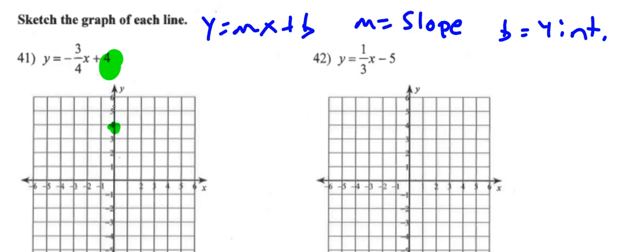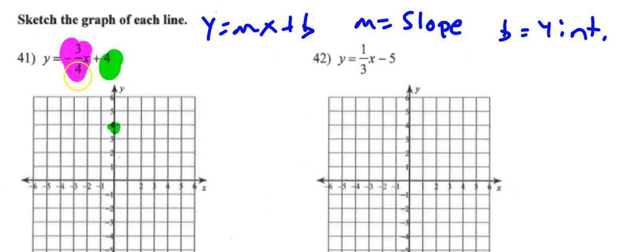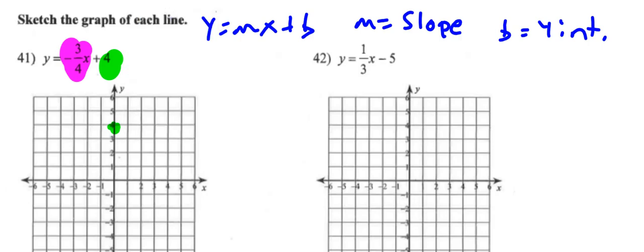And then our slope is negative 3/4. So what that means is that we're going to go down 3 over 4, or up 3 and back 4, however you want to look at it. So in this case, though, I'm just going to start putting some points up here.